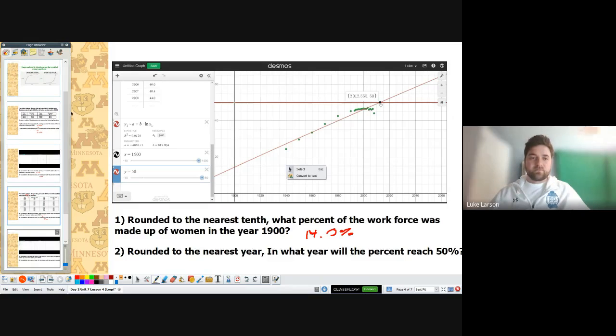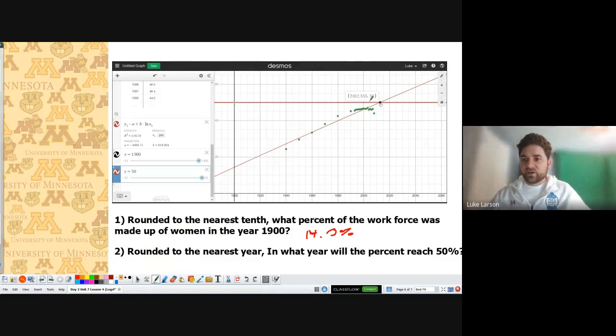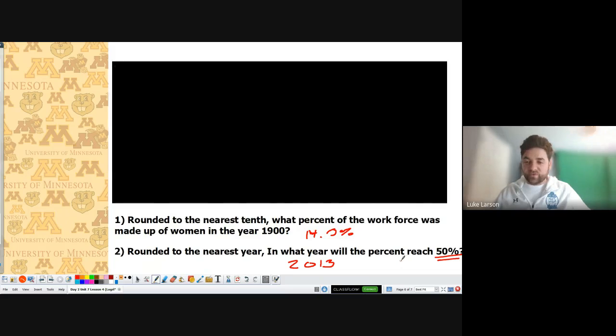And then for 50, sorry, I was adjusting my pen there. Wasn't paying attention. 2012, so 2013, if I round to the nearest year. 2013 is the predicted year when the workforce was 50% women. All right, so for your practice, I'll give you some data points, and you'll use those data points in Desmos to make a prediction function, and then you'll use that function in Desmos to make some predictions.